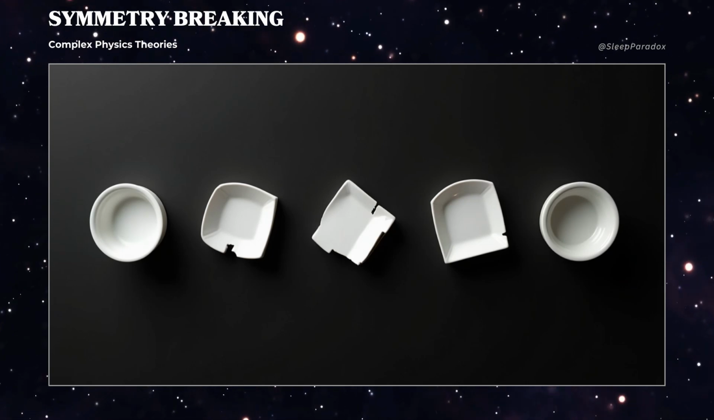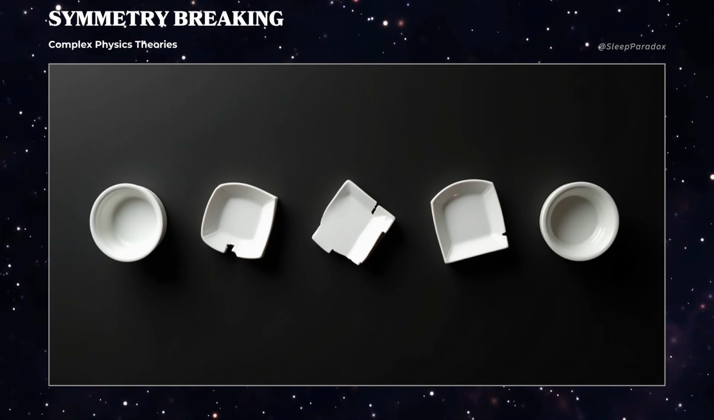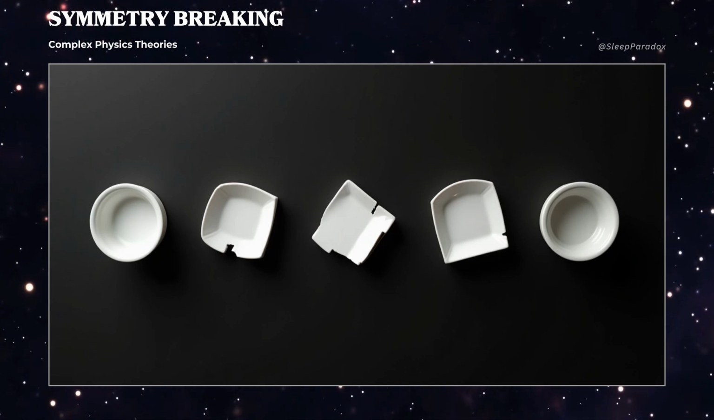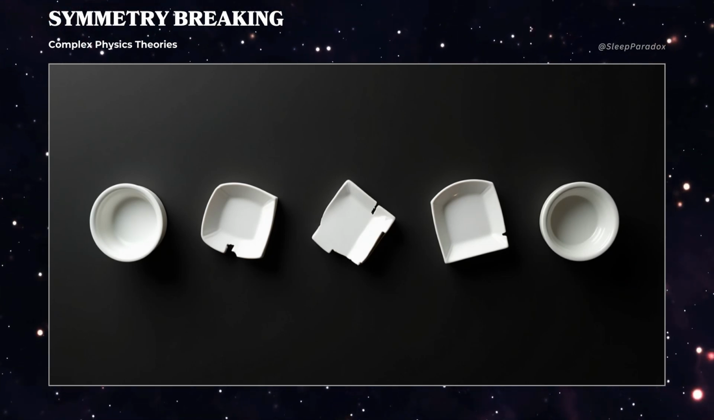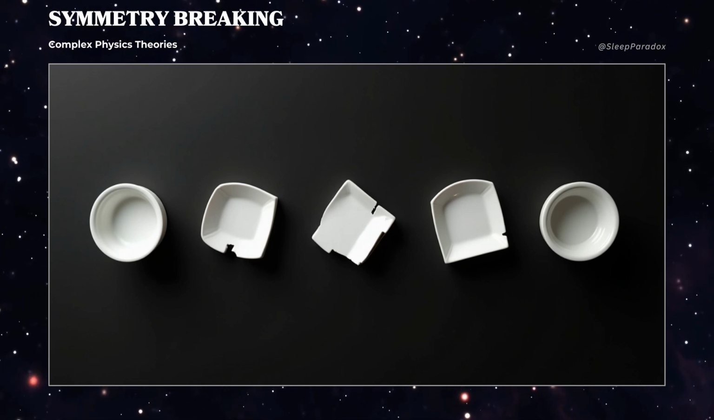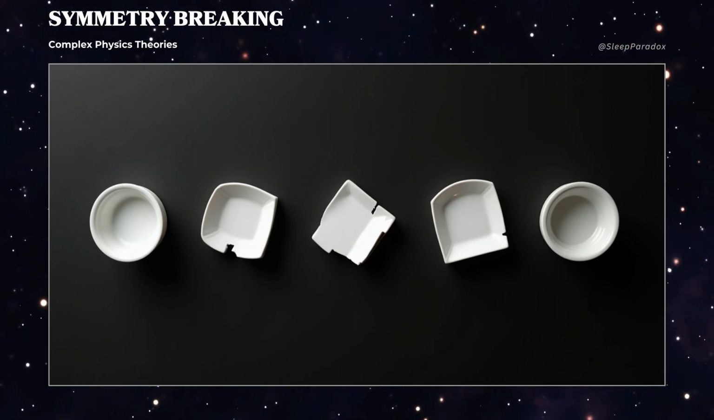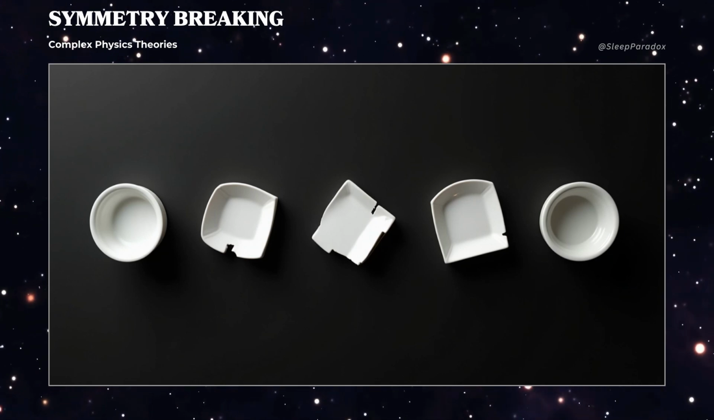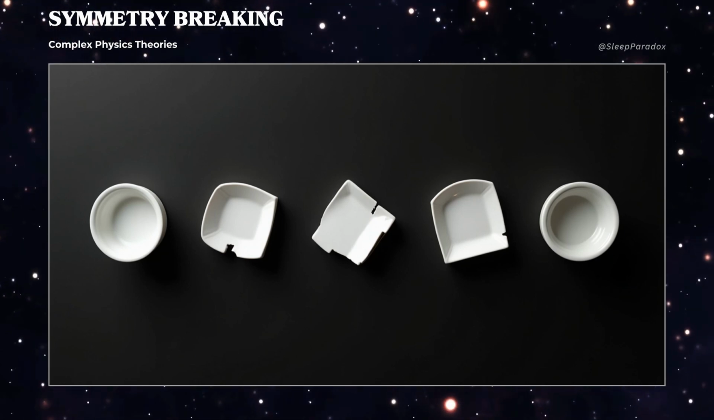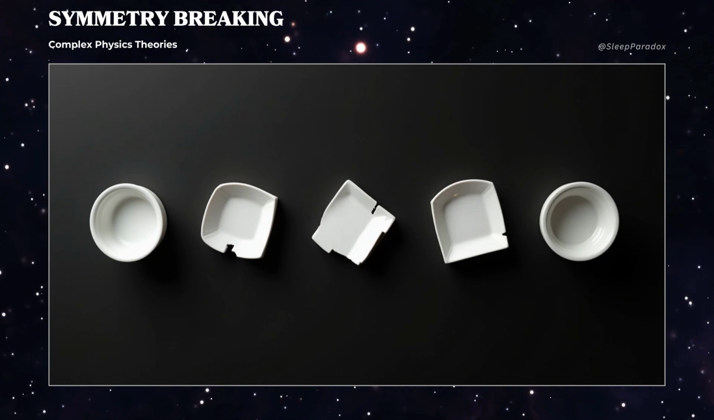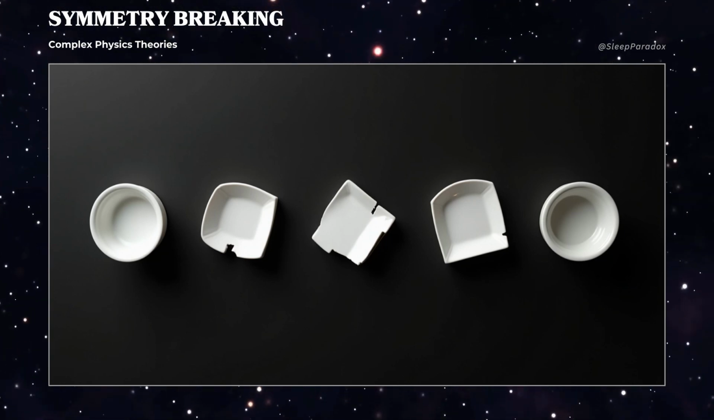Symmetry breaking. Symmetry breaking is a concept that plays a central role in modern physics. It helps explain how a universe that once appeared perfectly balanced could give rise to the complexity and structure we see today. At its core, symmetry breaking describes a process where something that starts out in a highly symmetrical state ends up in a state that is less symmetrical, but more interesting.